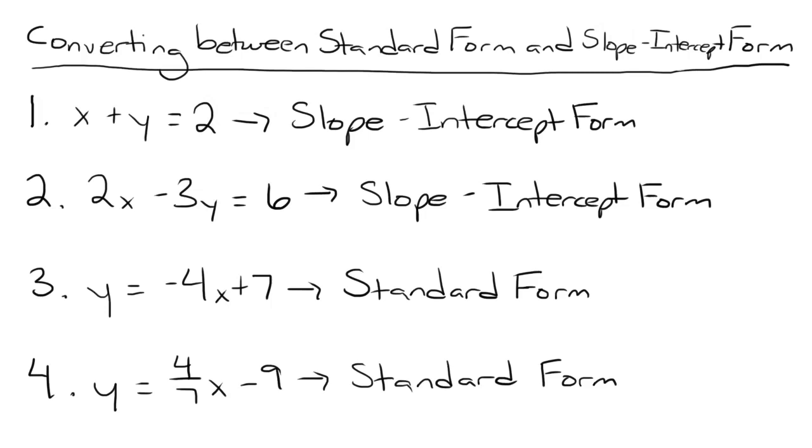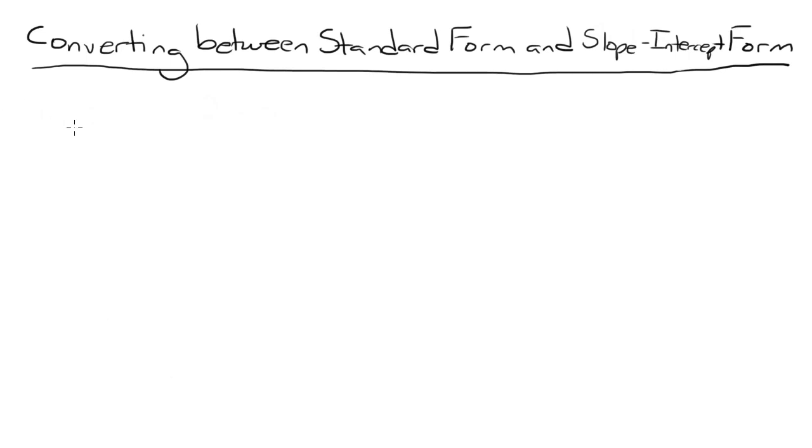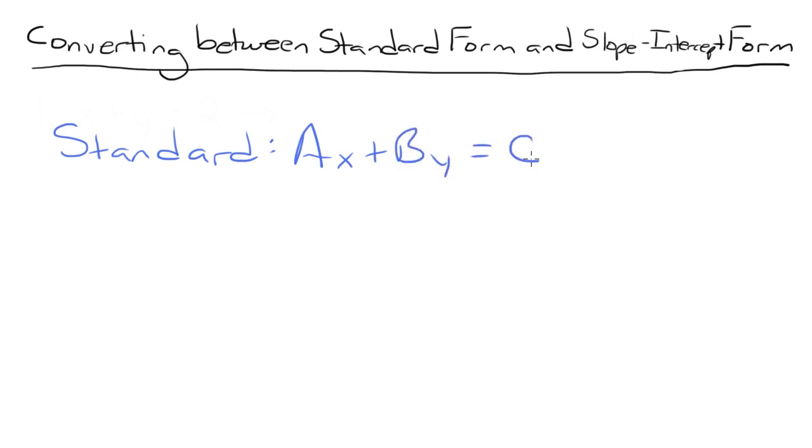Hello, today we're going to take a look at how to convert linear equations between standard form and slope-intercept form. As a reminder, the standard form of a linear equation is ax plus by equals c. For a standard form equation, a must be positive and both a and b must be whole numbers.